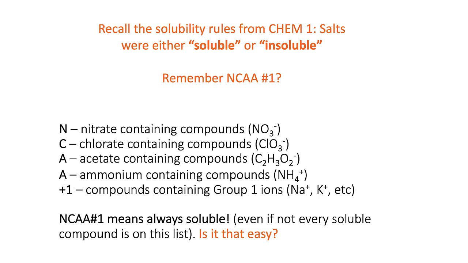And the ones that are always soluble follow this general rule. NCAA number 1 is a good way to remember them, where the N means nitrate, C is chlorate, A is acetate, and A is ammonium, plus, and probably the most important one, group 1 ions, group 1 metals like sodium or potassium. If they contain the ions on this list, then the ionic compound is always going to be soluble. So always good solubility if it follows NCAA number 1.